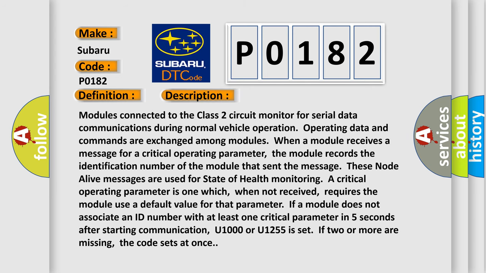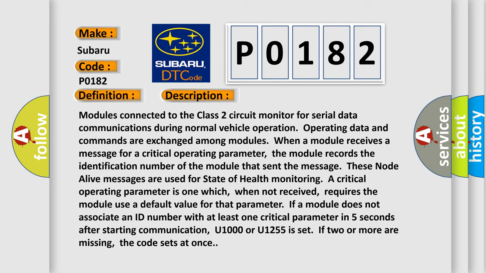Modules connected to the class 2 circuit monitor for serial data communications during normal vehicle operation. Operating data and commands are exchanged among modules. When a module receives a message for a critical operating parameter, the module records the identification number of the module that sent the message. These node alive messages are used for state of health monitoring. A critical operating parameter is one which, when not received, requires the module to use a default value for that parameter.